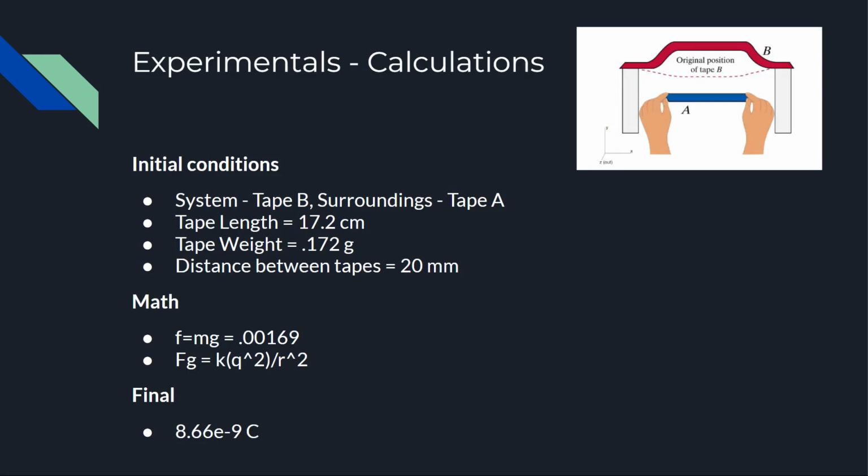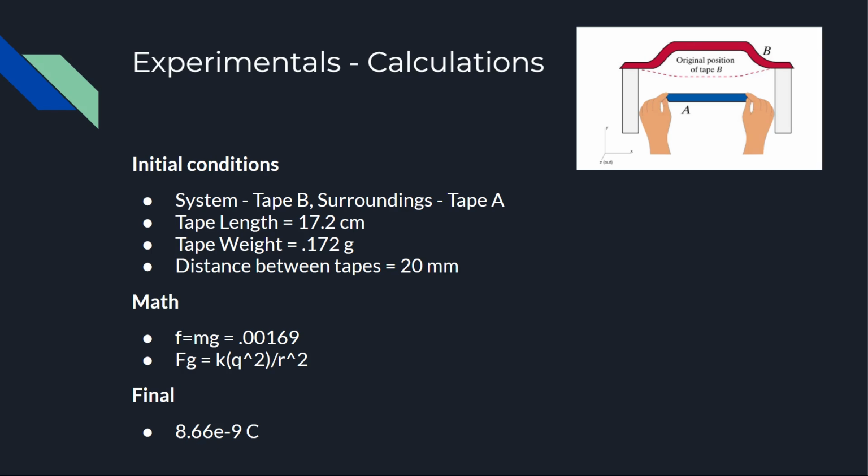Now, the calculations of this first part of the lab. This was from when we used the pieces of tape and counted them as a line charge in lab 1. We can see we used initial conditions where our system was tape B, surroundings being tape A, with the tape length being 17.2 centimeters and our weight being 0.172 grams, with the distance between the tapes being 20 millimeters. Now, if we look at the math, we saw that the force of gravity was equal to mg, and that was equal to k q squared over r squared. And that's how we knew that our final charge was 8.66 e to the negative ninth coulombs. And this was in the first one.